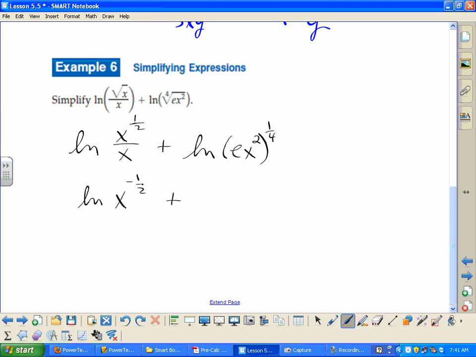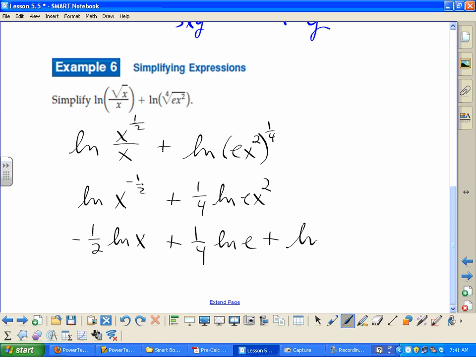Plus, now we can bring the 1/4 to the front here, and then write it as natural log of ex squared. So this takes quite a few steps, but we're going to get there eventually. All right, so now we can bring the negative 1/2 to the front here, make it negative 1/2 natural log of x, there's that power rule again, plus 1/4. We have the natural log of e, and since there's a product here, we're going to add them and make this a natural log. Oops, we got to keep the 1/4. So we have plus 1/4 and natural log of x squared.